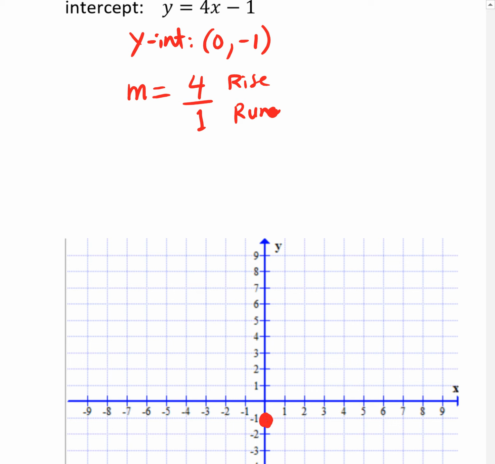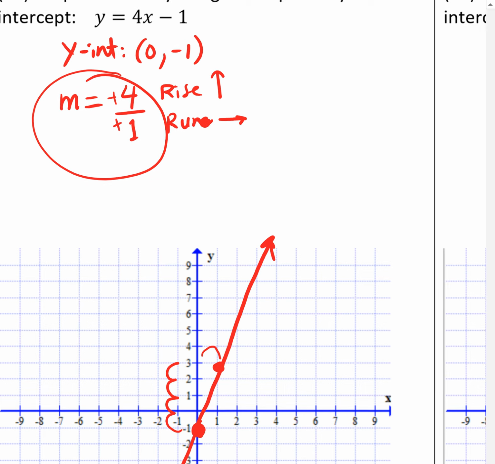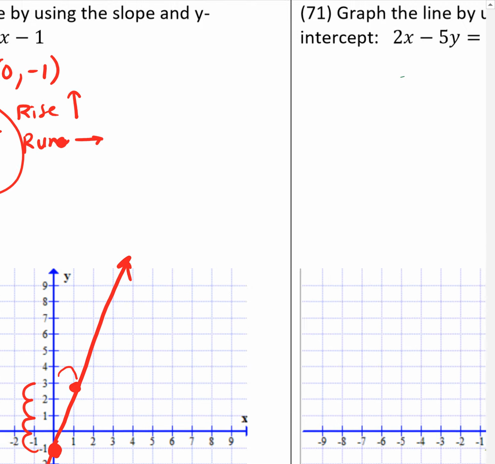And from there I'm going to rise 4. Since that's a positive number, I'm going up 4. Then I'm going to run positive 1, that's to the right. So from the point I've already plotted, up 4 is 1, 2, 3, 4 right here. And then I'm going to run 1 to the right. Here he is. Perfect. Okay, and does that look like the type of line that should have a positive slope? Yeah. It's going upward from left to right, which means it should have a positive slope, and that's what I have. Good stuff.